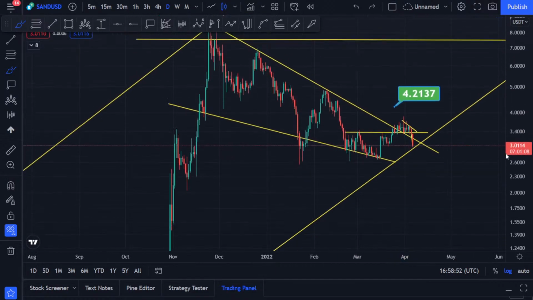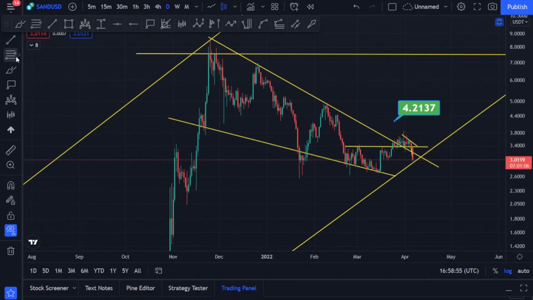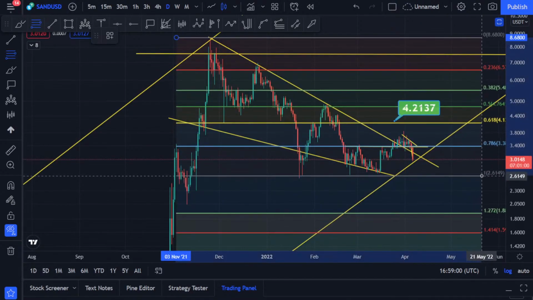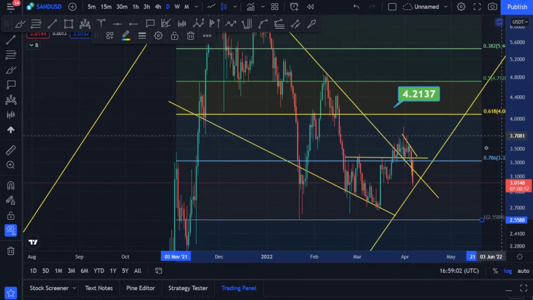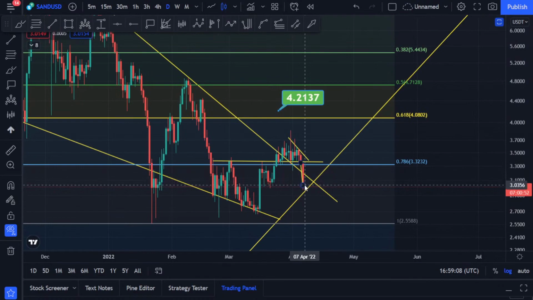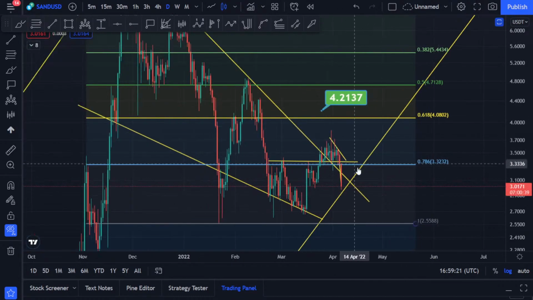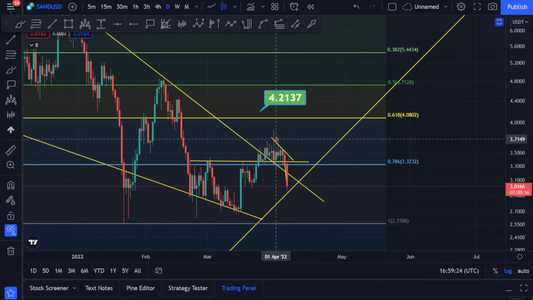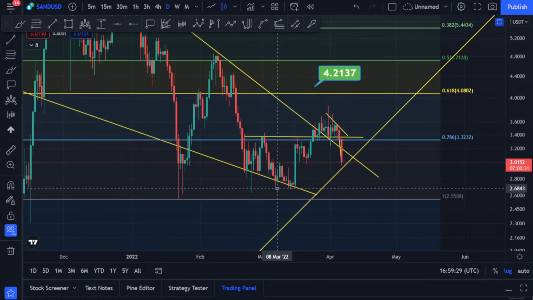Let's see what else is there for SAND. If you take the Fibonacci and judge this move right here, you can see the 0.786 level was broken. As soon as it broke, the price started coming down. Now we have to just wait and see what happens in the next candle, and accordingly we have to understand what SAND is about to do, because at the moment it did break out and reach the price target for this bearish descending triangle. But it's still making a higher low formation, so this is good.